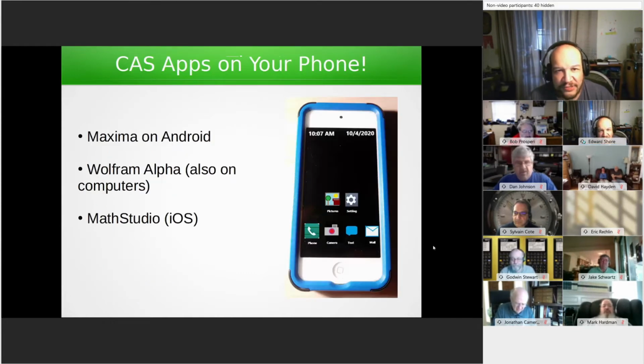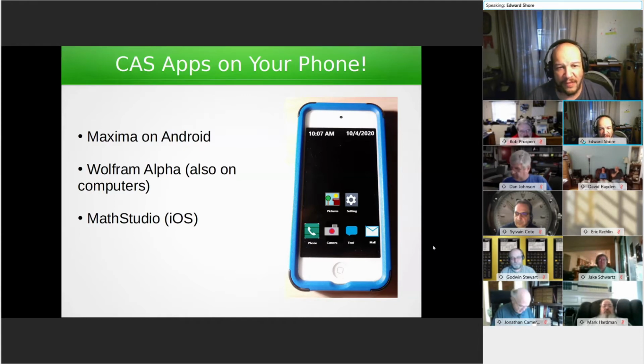Not only calculators have CAS; you can get that on your phone. On Android, Maxima has not only CAS functions, but also a programming module you can use. One of my most favorite places and apps is Wolfram Alpha. You need to be connected to the internet to be able to use it.